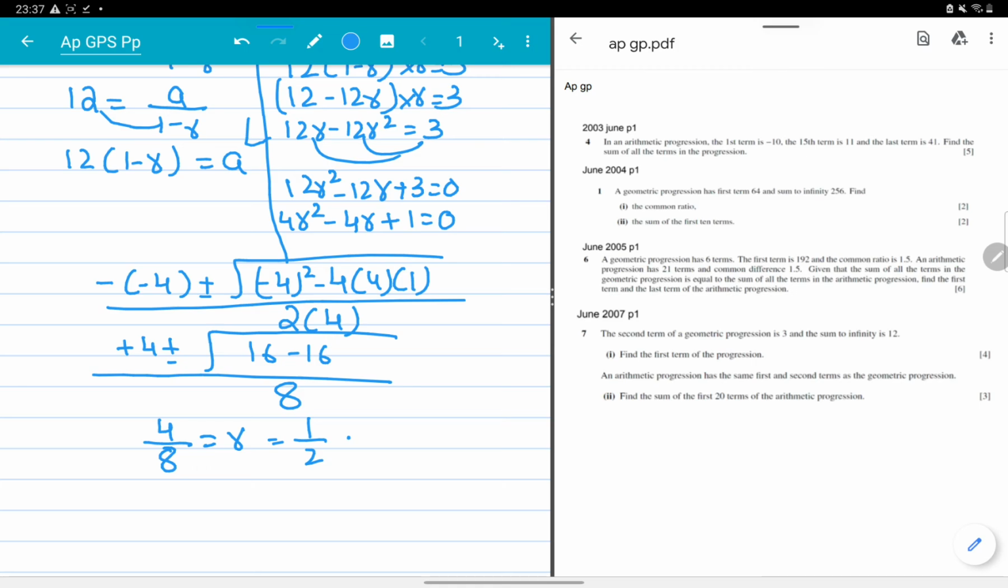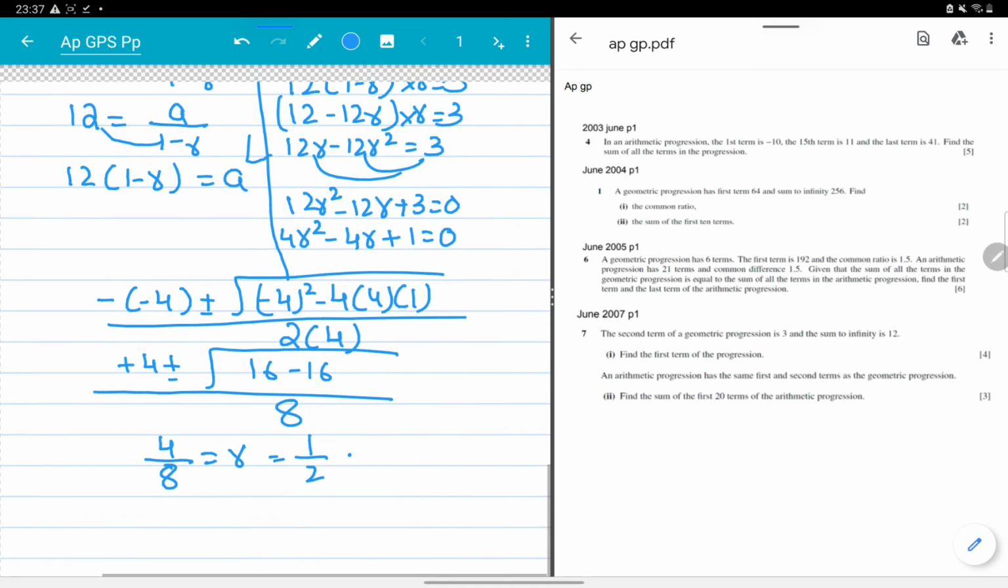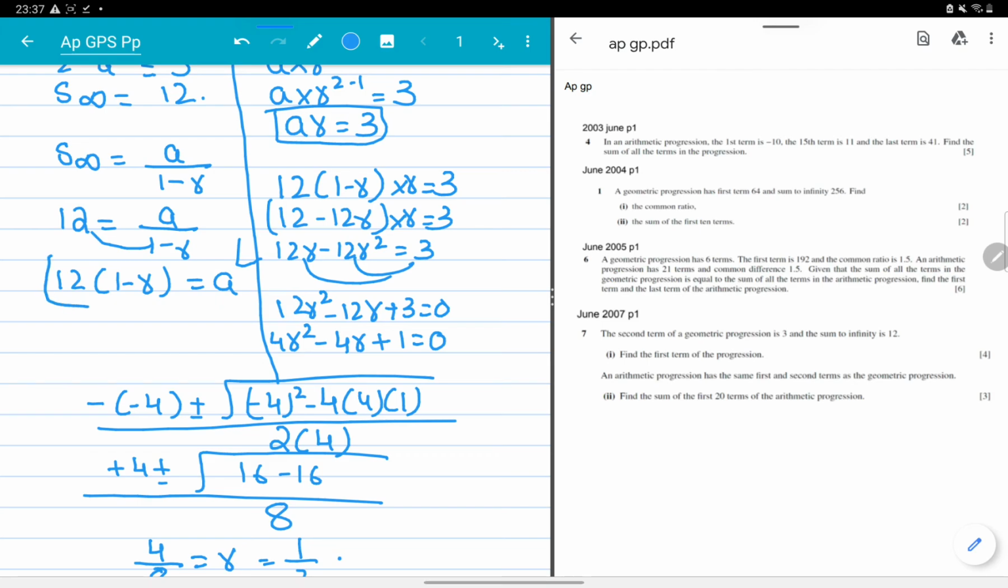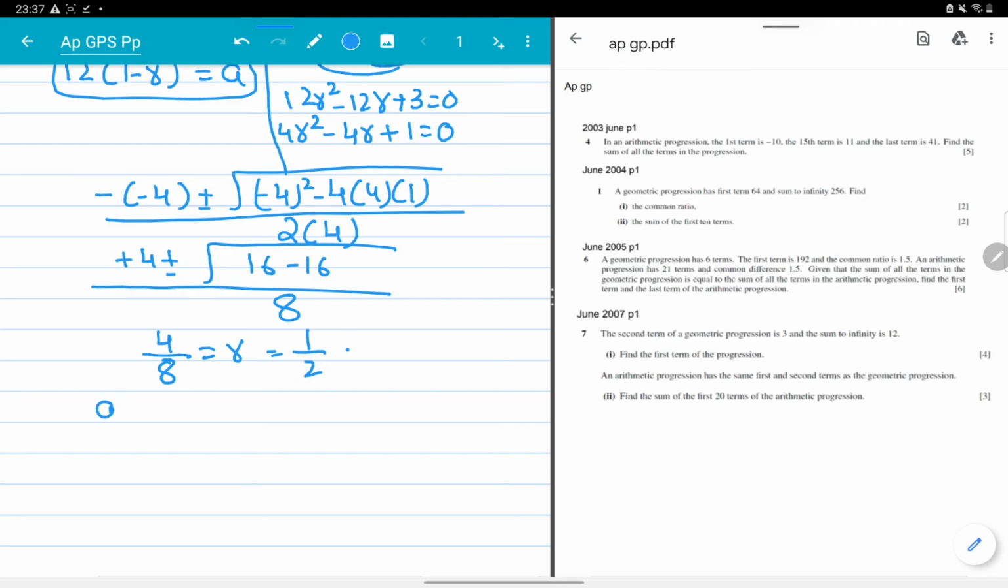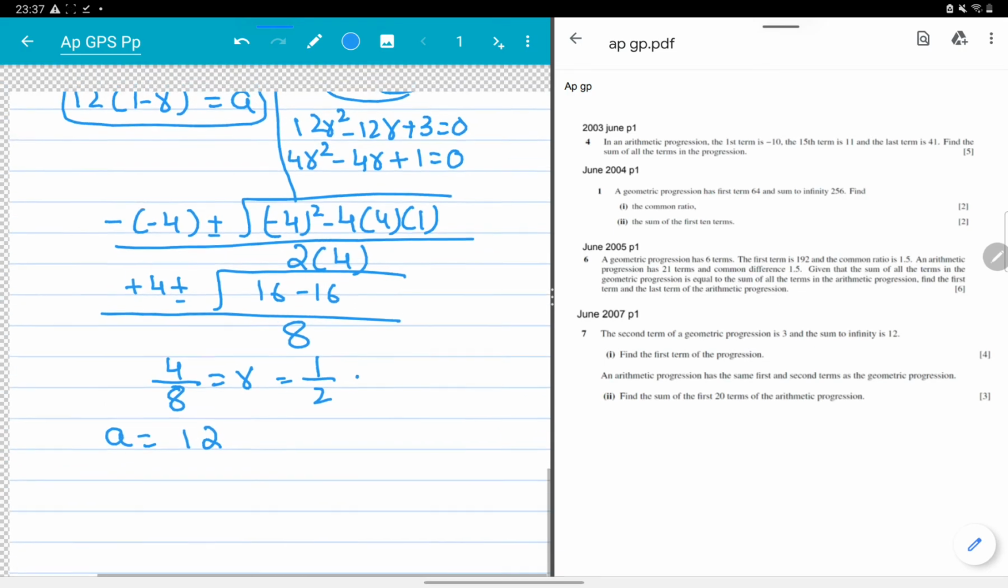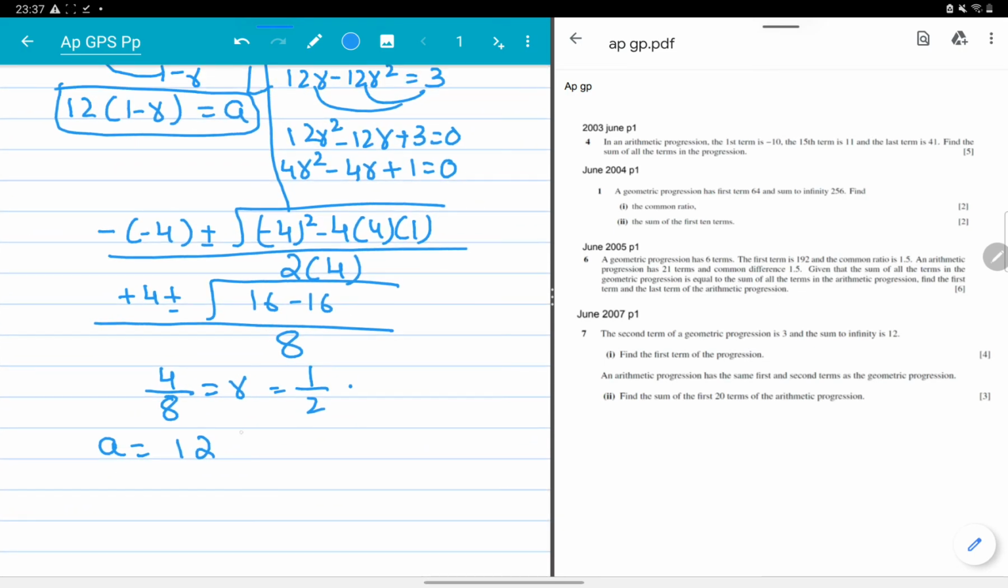Now in the first part, they ask you to find the first term. If you see here, we had made the expression for the first term, which was 12 times (1 minus r). Now we have the value of r, so we can find the value of the first term, which is 6.